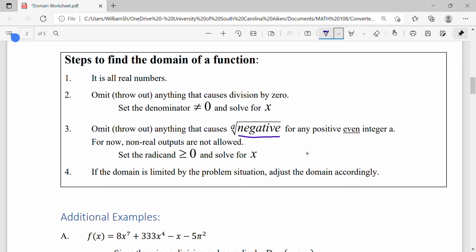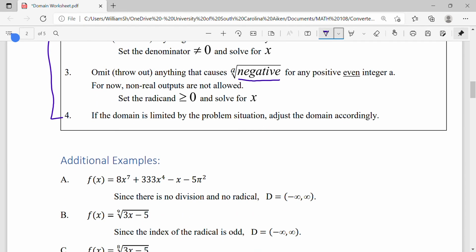Now number 4 is if the domain is limited by the problem situation, we need to adjust that domain accordingly, just like that previous problem. We couldn't gamble a half of a quarter, couldn't gamble a negative quarter, so that kind of caused us to adjust our domain as well. Now what you'll find in some problems is you'll have several of these, 2 through 4, all combined together. So you might have a square root in the denominator that's actually in a word problem, so you're limited 3 different ways, and you have to account for each and every one of those ways to finally wind up with whatever you haven't omitted in your domain.